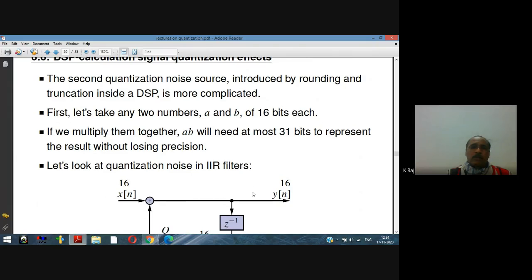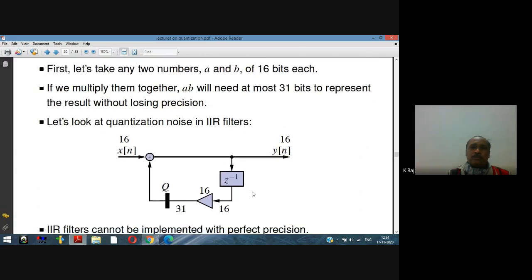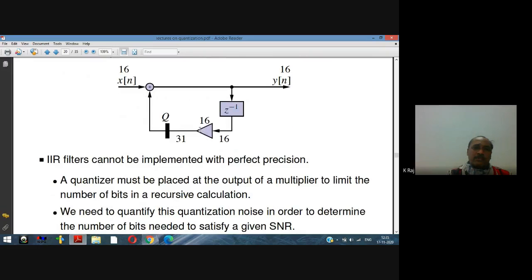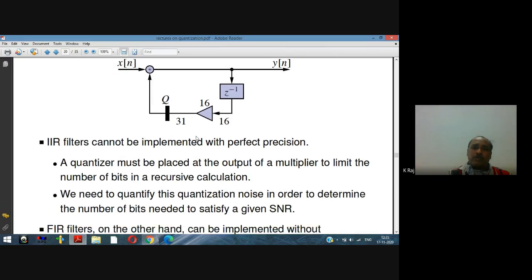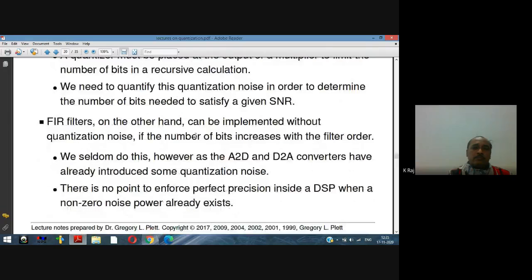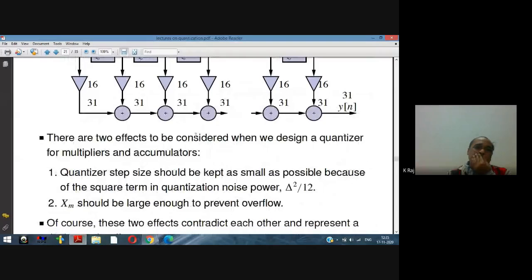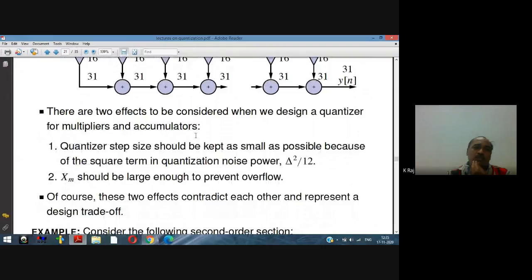If we consider two numbers A and B of 16 bits each, and say that this is the system, after the multiplication there is a need for a quantizer, because here the 16-bit information will be multiplied by another 16-bit number, so it will become 31 bits. It has to be quantized to the required number of bits. So after each multiplication there is a need for a quantizer here, and during the representation we have to consider the quantizer.